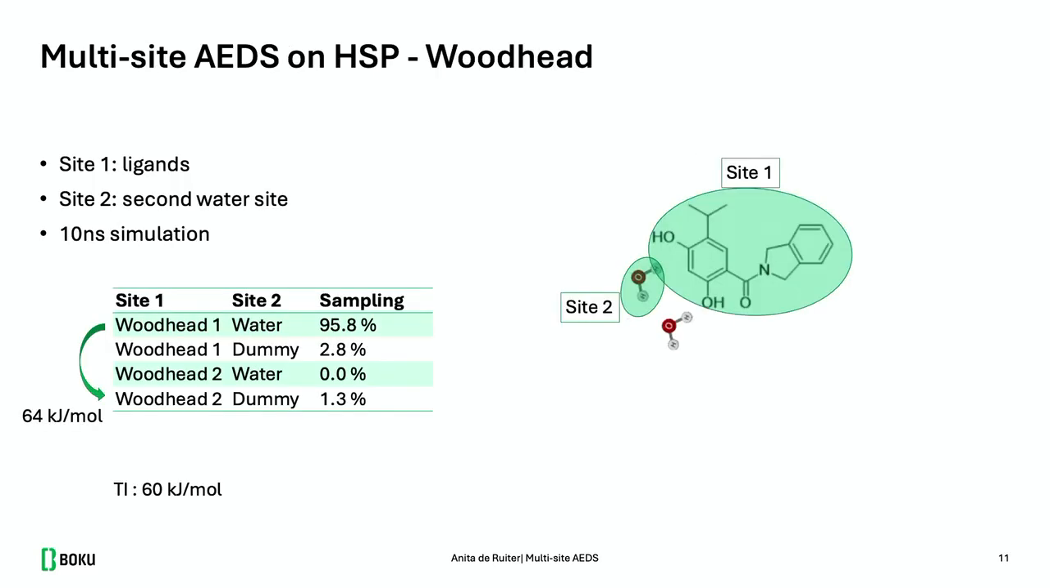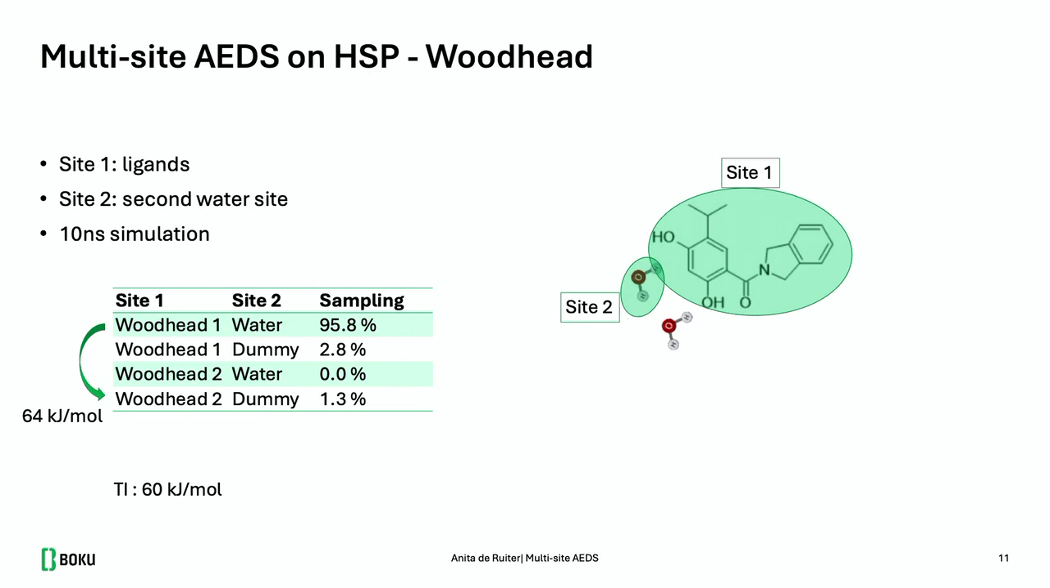So if we now apply this to the example that we saw before with the Woodhead ligand, we are going to say site 1 is our ligand. Our second site is now this water molecule that was displaced for the second ligand. And we've determined the different parameters, so the Emin, Emax, and the offset. We determined them separately based on a regular AEDS simulation, for the ligand just in water and for just a water molecule in bulk water. And what we see if we run the simulation is that the majority of the time it's in this particular state here, with the first ligand and the water, which is sampled for 95% of the time.